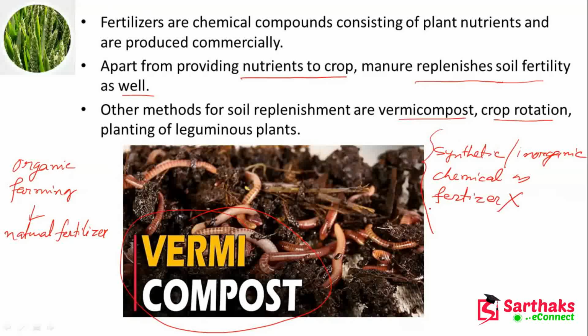So we should avoid that. We can use vermicompost instead of this type of fertilizer, or we can use another thing, the waste of the cow dung. We can also use decomposed vegetables or decomposed plants, right? We can use those.